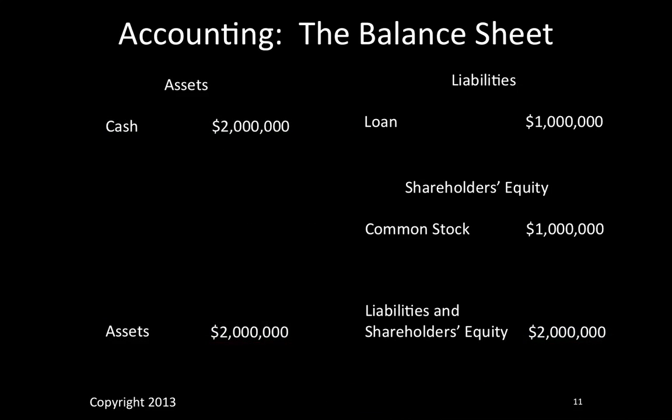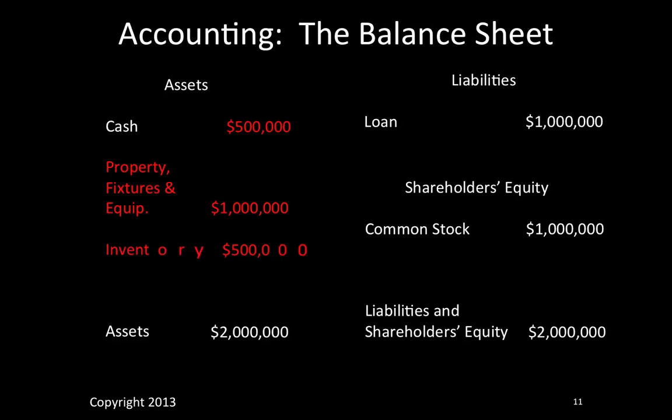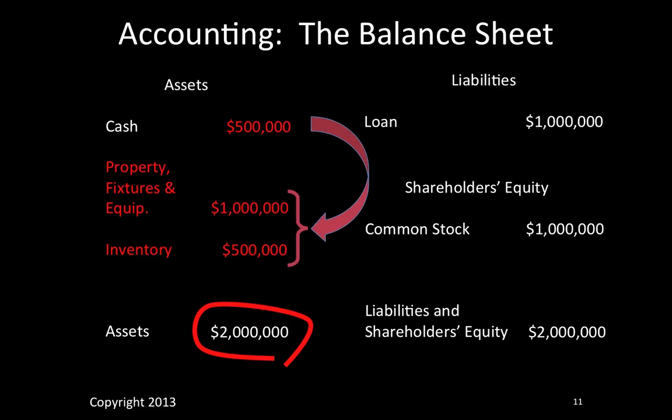Now it's time to see how the balance sheet works after the business has been operating. Widgets Inc. uses $1 million of its cash to purchase what we will call property, fixtures, and equipment. Those assets are used to make widgets. It then spends $500,000 on materials that are turned into finished widgets, which we will call inventory. Note that the total value of the assets stays the same. We have only shifted entries within the assets. There is no effect on their total value.